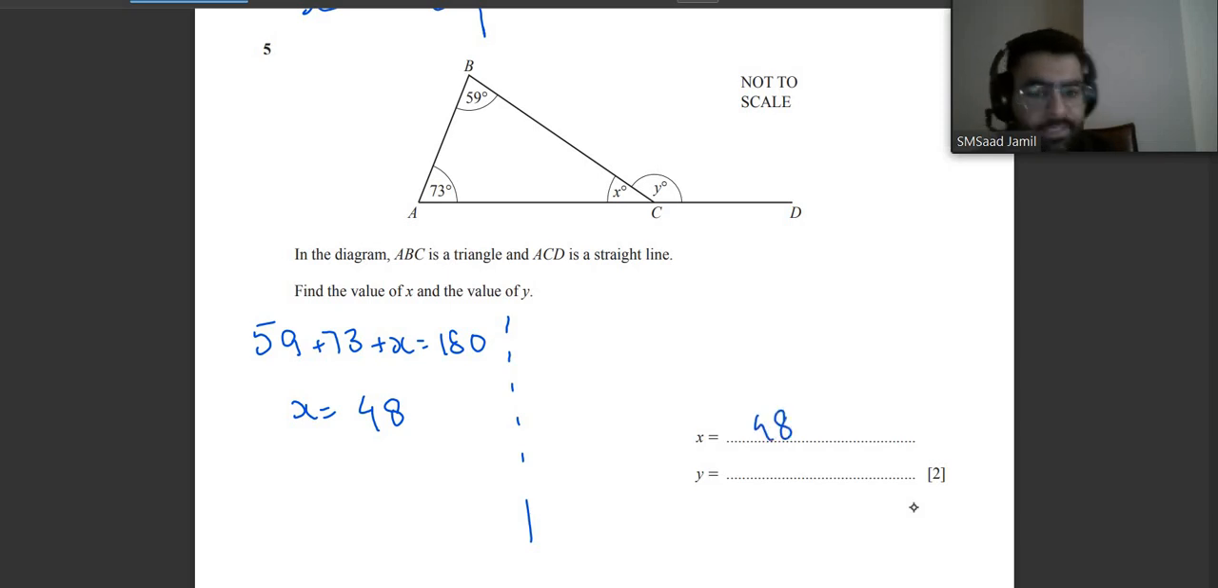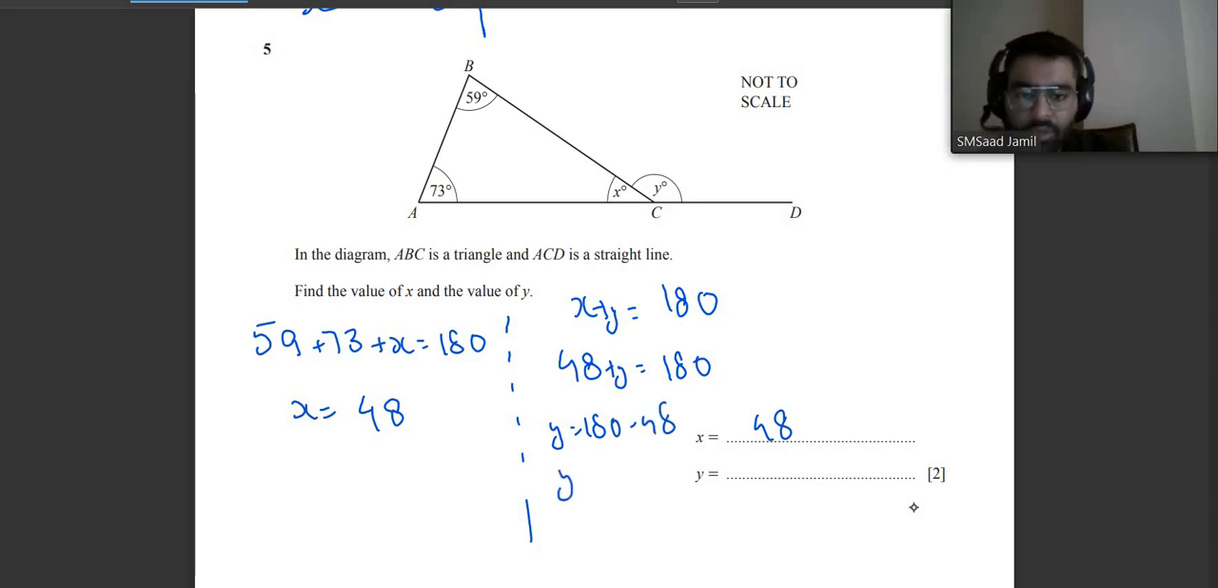Now it says find the value of y. If you look, y is on a straight line. Y and x are both on a straight line. This is an adjacent angle. So x plus y is equal to 180 degrees. X is 48. 48 plus y is equal to 180 degrees. Y is equal to 180 minus 48. Y is equal to 132. So that's how you get the value of y.